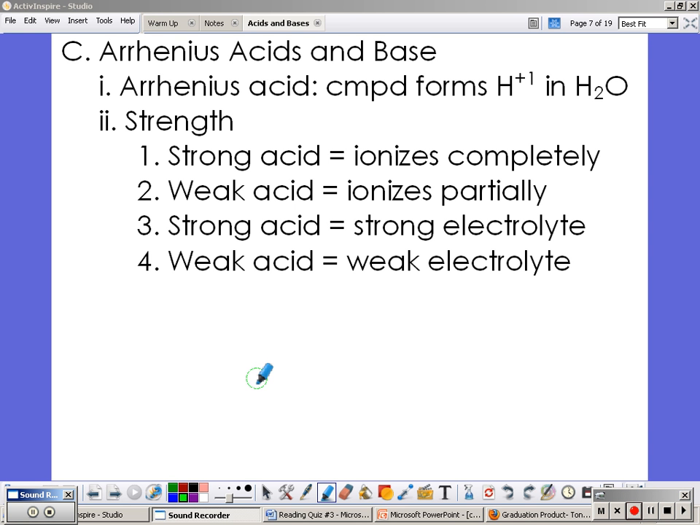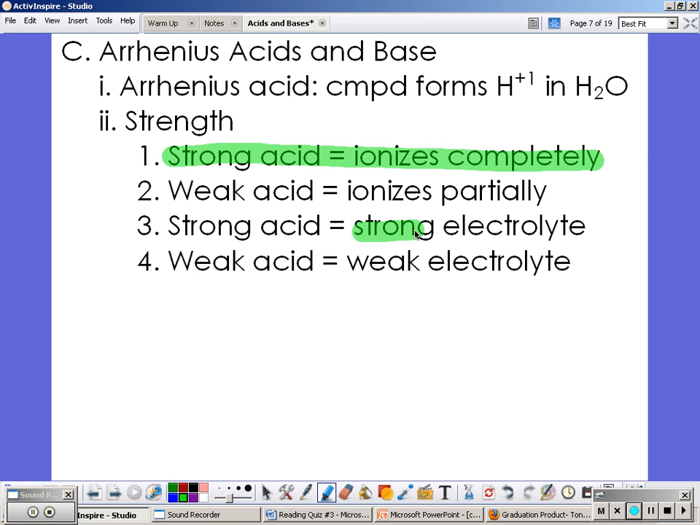Arrhenius acids and bases. An Arrhenius acid is any compound that can form H+ in water. That's why we say acids have to start with hydrogen, so that they have the H+ to form in water. Strength. A strong acid ionizes completely. So a strong acid ionizes 100% of the time, so a strong acid is a strong electrolyte. A weak acid ionizes partially. A weak acid ionizes only some of the time, so a weak acid is a weak electrolyte.